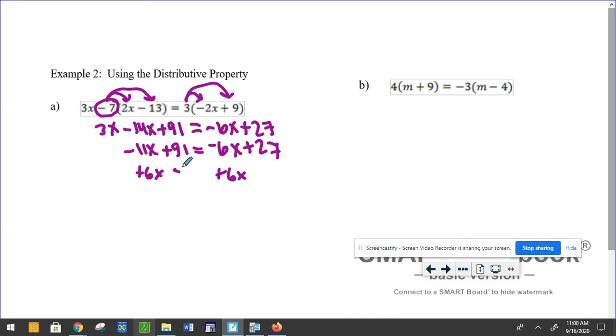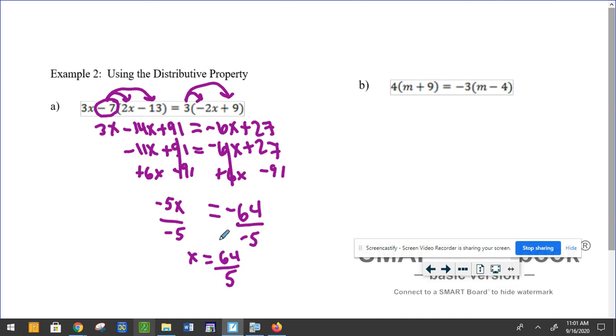Or subtract 91 from both sides. And you end up with -5x, that cancels, is equal to, let's see, well, -64. All right, and then you're going to divide both sides by -5. And you get x is equal to 64/5.